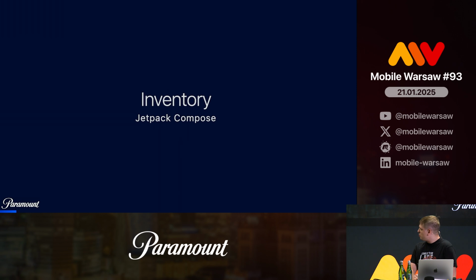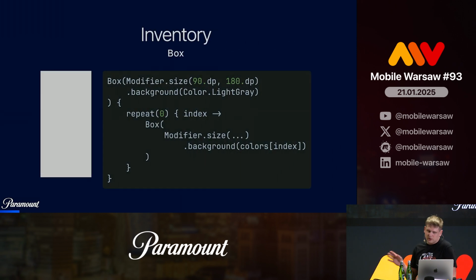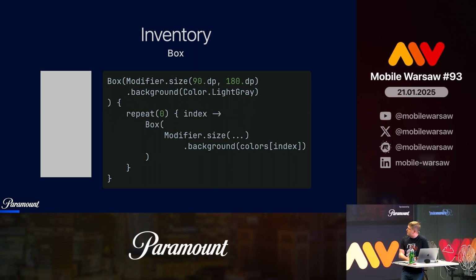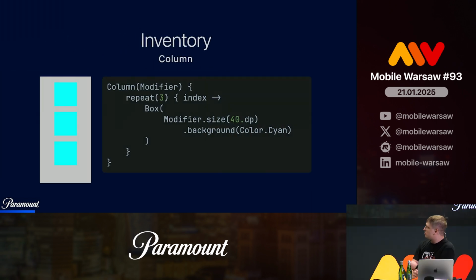So the most basic things that we're going to need, I'll quickly go through it because most of you know it. So the most basic thing is a box composable. Whenever we want to place something on top of another thing, we're using the box. So here we're placing the boxes one on top of another. If we want to display something below each other, we're using a column. Here we're placing 3 boxes inside of a column.